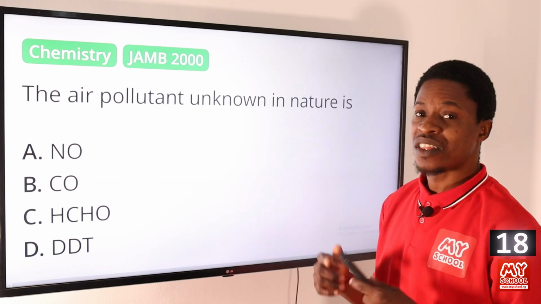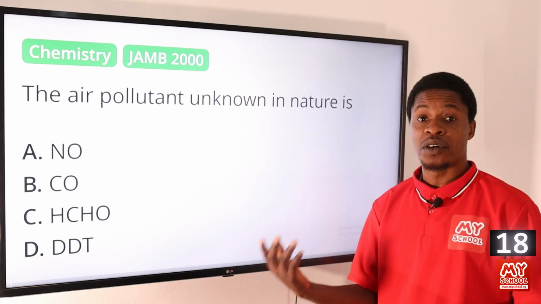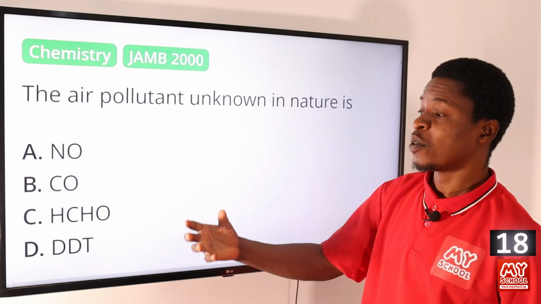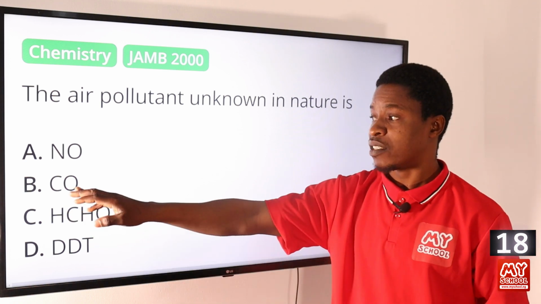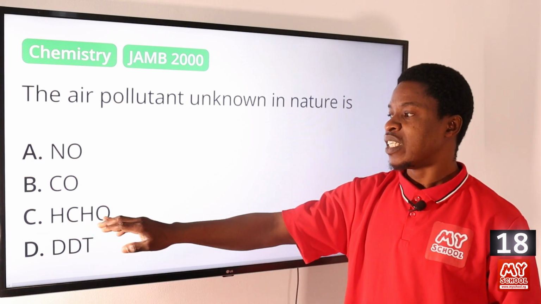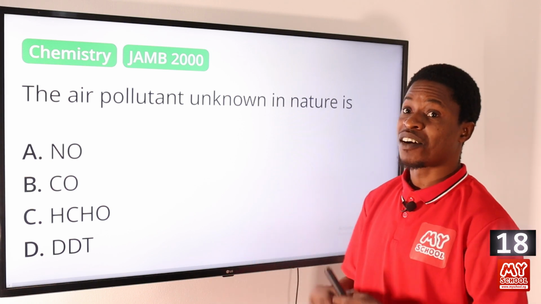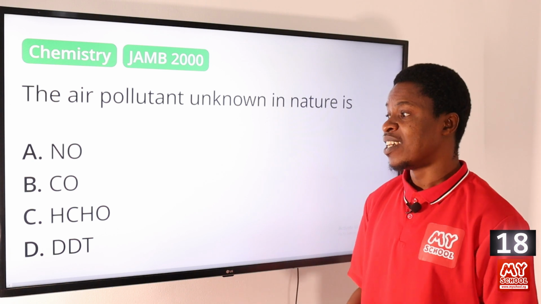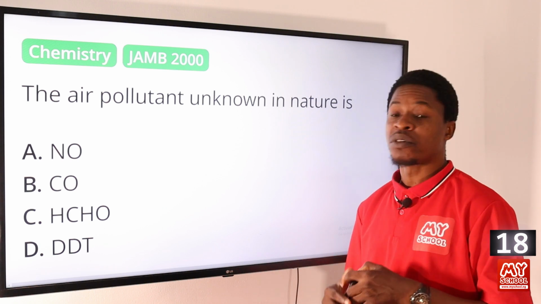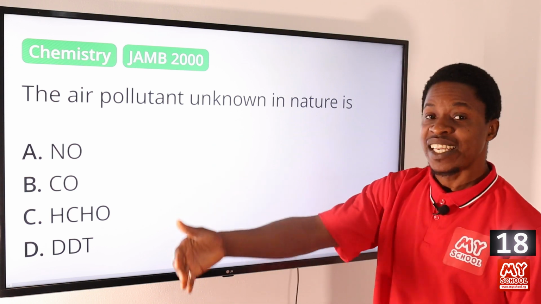Option B is CO, that's carbon monoxide. You can get that from exhaust, from the pipes of cars and generator sets. The smoke that comes out is, of course, a poisonous gas, but you can get it in nature. Option C is HCHO. This is called formaldehyde, or what we call formalin. It has different names that you can call it. Formaldehyde is a type of hydrocarbon, so it means it is organic, so you can find it in nature.